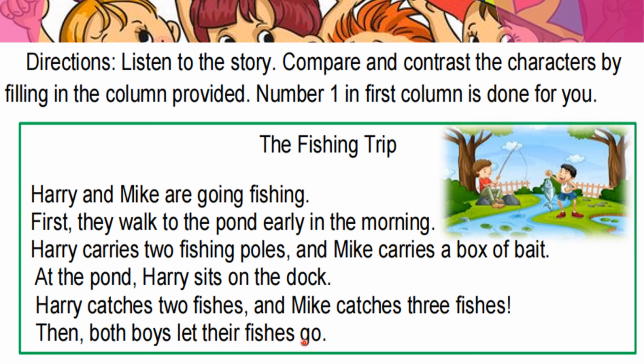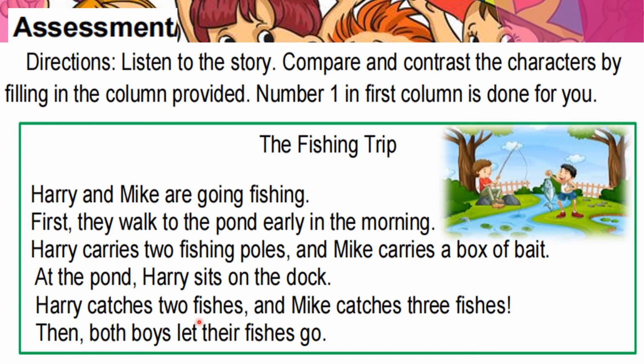Okay, here. Who were the characters in the story? Yes, Mike and Harry. Where did the story happen? Yes, very good. The story happened in the pond. When did the story happen? Yes, early in the morning. Very good. Okay, now, let's proceed. Okay, here. You need to read this one first before you answer the activity in the next.